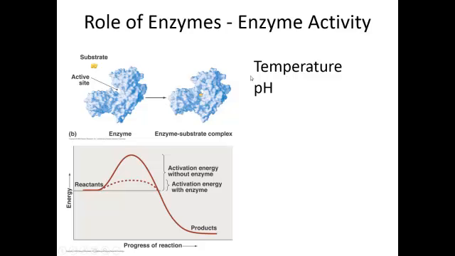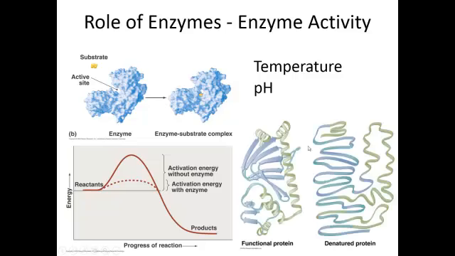Now, if you get too high of a temperature, so we'll say we've got a graph, and we're going up in temperature, and the activity of the enzyme is going up and up and up, and all of a sudden it crashes to 0. Well, what's happened? The temperature got to the point where the vibrating of the various atoms caused the functional protein to unravel, and we get what's called a denatured protein.